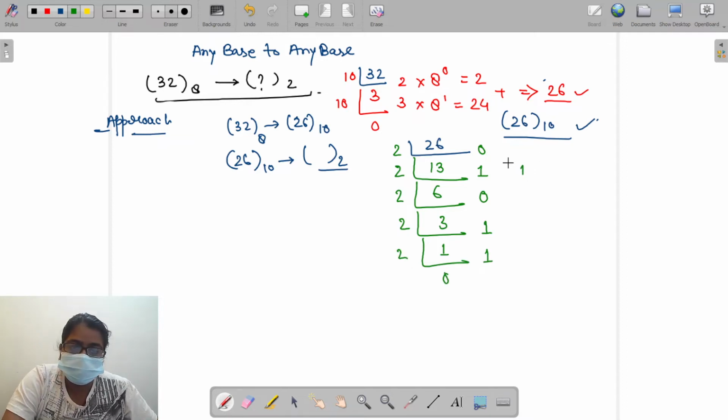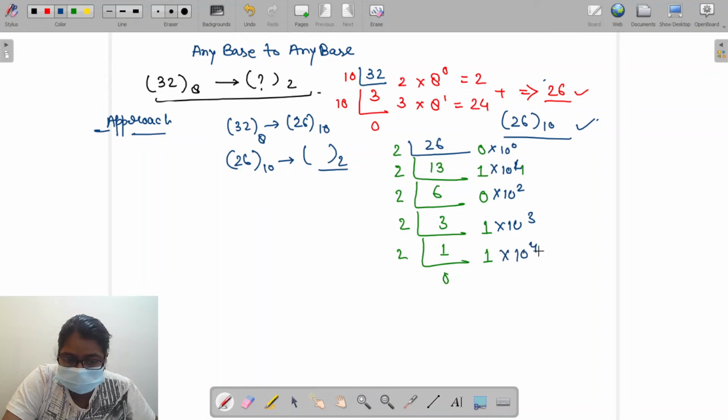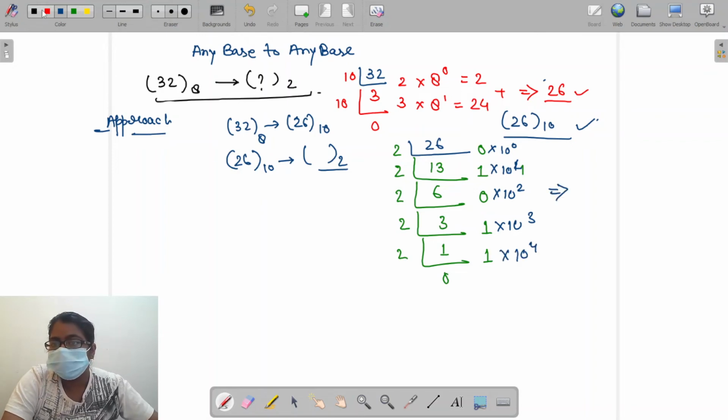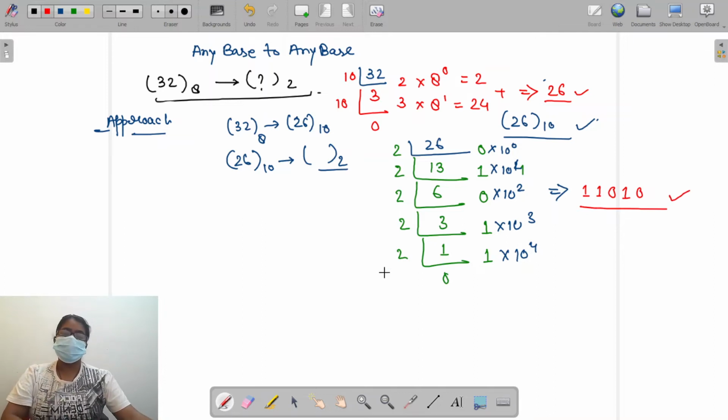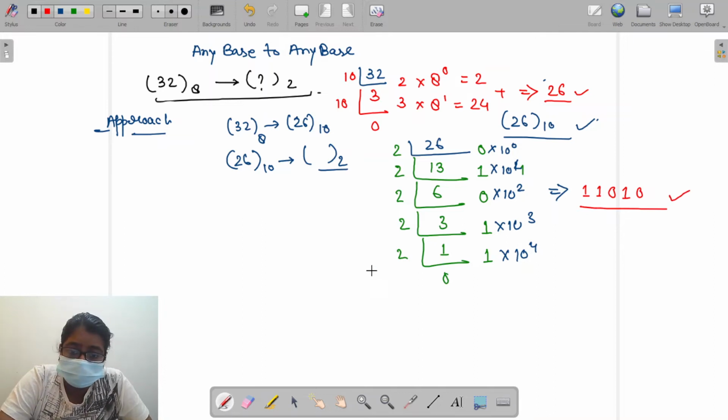When we write it, it will be in this format: 10 to the power 1, 10 to the power 2, 10 to the power 3, 10 to the power 4, and the answer is 11010. I hope all of you are clear with this approach.